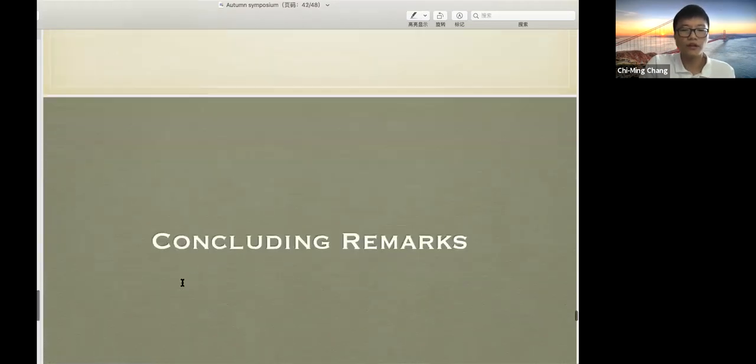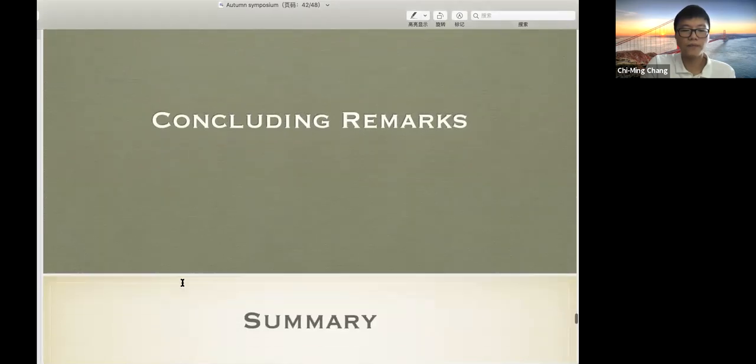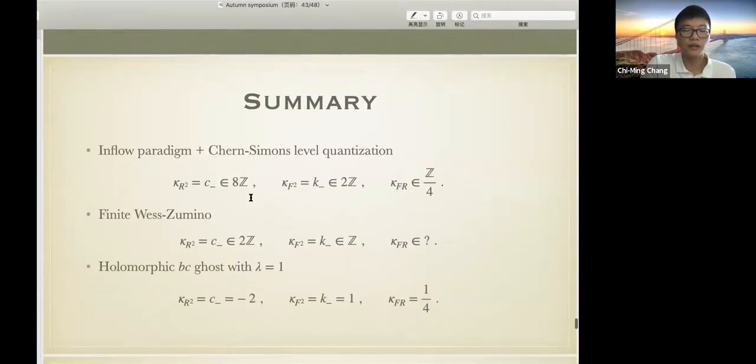Okay. Finally, let me give some concluding remarks. First is basically the summary that from the anomaly inflow and Chern-Simons quantization, we found this quantization condition. For the free Wess-Zumino, we found strictly weaker quantization conditions for the pure anomaly coefficients. We leave the analysis of the mixed anomaly coefficient for future work. And for the holomorphic BC ghost systems, we find that they saturate the quantization condition from the free Wess-Zumino. And for the mixed anomaly, it also satisfies the quantization condition from the inflow paradigm.